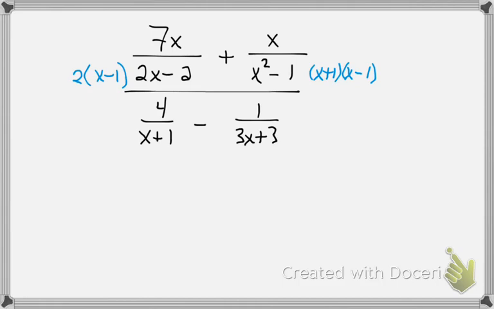What about x plus 1? It is what it is, right? What about 3x plus 3? 3 times x plus 1. Is everybody okay factoring out these denominators? All right.